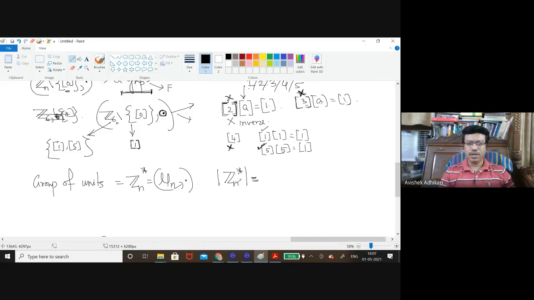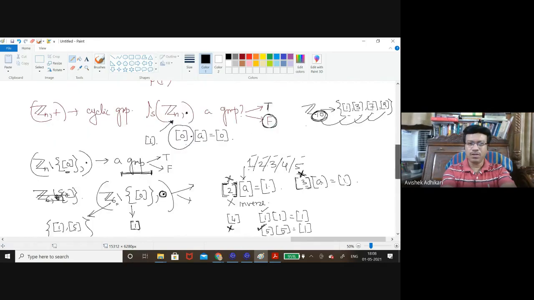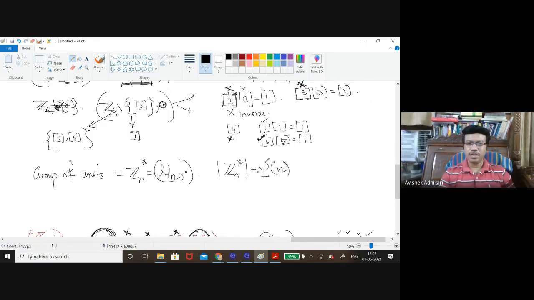So that depends on n. What function shall I write here, so that you can get the answer? Just now you have seen that Z10 has 4 such elements. Which elements are relatively prime to 10? How many such elements are there? In short, we call it the Euler phi function. So the cardinality of this is phi of n. And this group plays the most important role in the RSA public key crypto system.